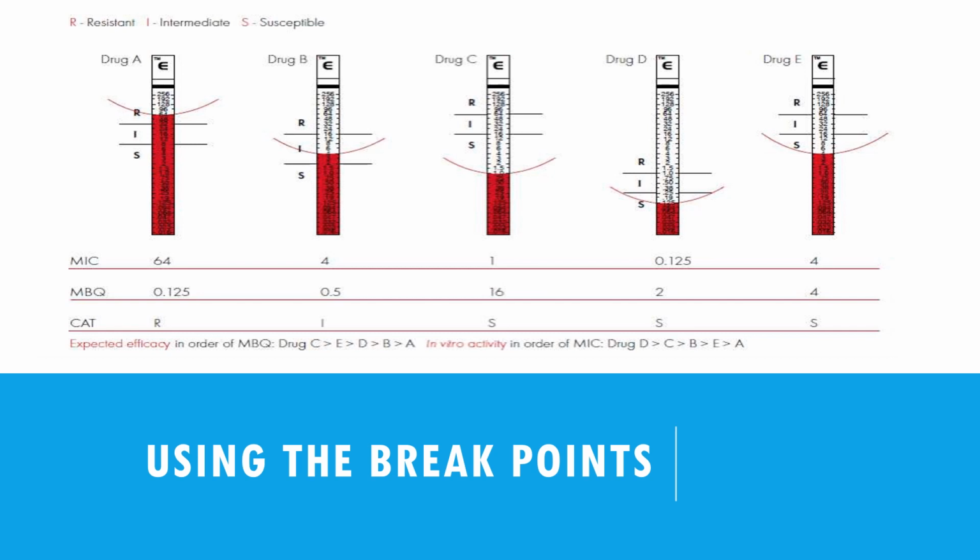Now here amongst these five antibiotics, drug C has the highest breakpoint to MIC ratio, that is 16, followed by drug E, that is 4, then drug D, that is 2, then B and A, that is 0.5 and 0.15. So the expected efficacy in order of breakpoint to MIC quotient will be C, then E, then D, B, and A. However, in order of MIC activity, it was completely different: D, C, E, B, and A. So MIC alone should not be relied on for selection of the antibiotics. It is the breakpoint to MIC quotient that is important.